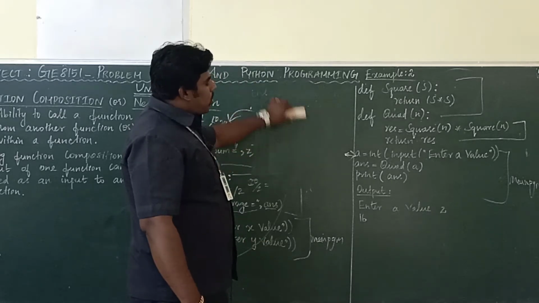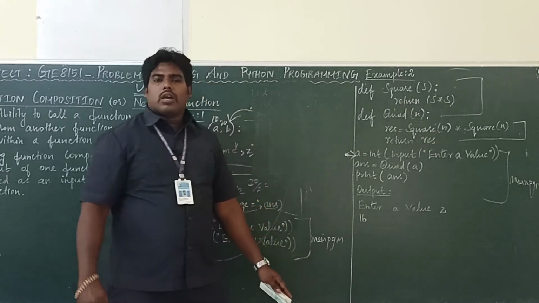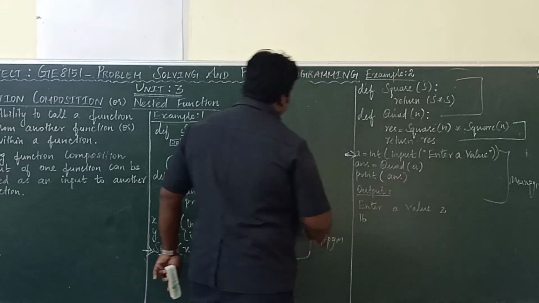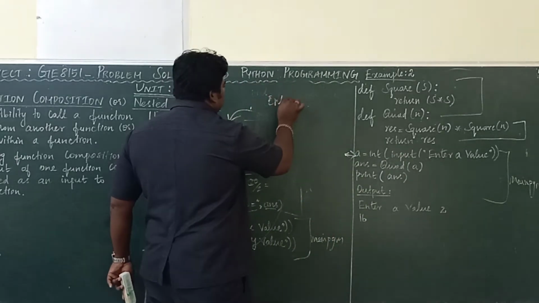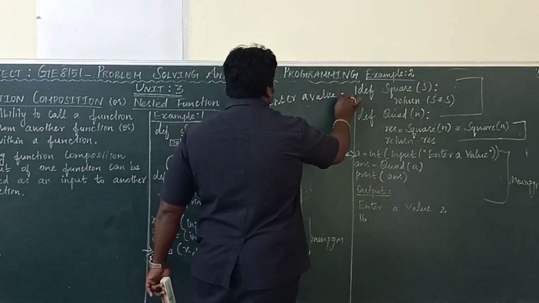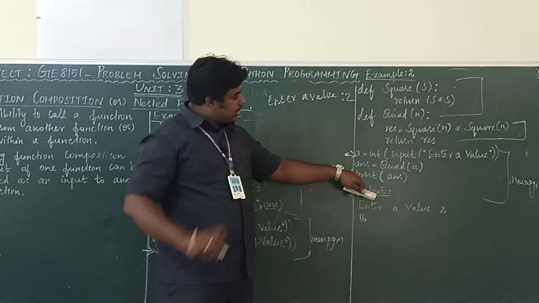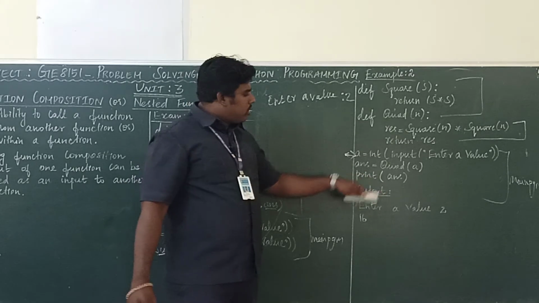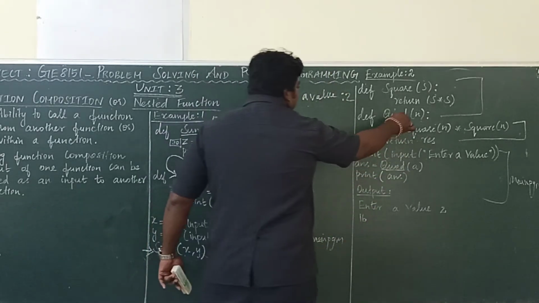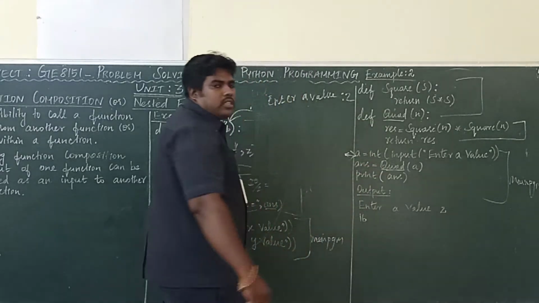So in the main program, I want to find the square and quad, right? How many inputs required? Only one input is enough. So I am getting A equal to int input of enter a value. So in the output screen it will be displayed, enter a value. I am giving 2. What's the next line? Answer, it is a variable. Variable equal to, what is this quad? Just go through your program. Quad is here. Def. So it is a function. What is quad? It's a function call.